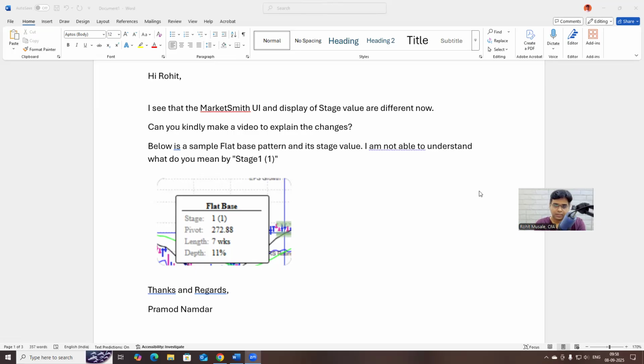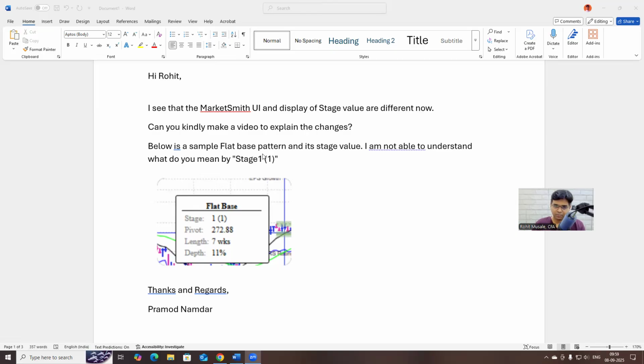So, yesterday I discussed with you this email that I received from Mr. Pramod Namdar. I took the example of Loris Labs to discuss this. Here is the email. Hi Rohit, I can see that the MarketSmith UI and display of stage value are different now. Can you kindly make a video to explain the changes?